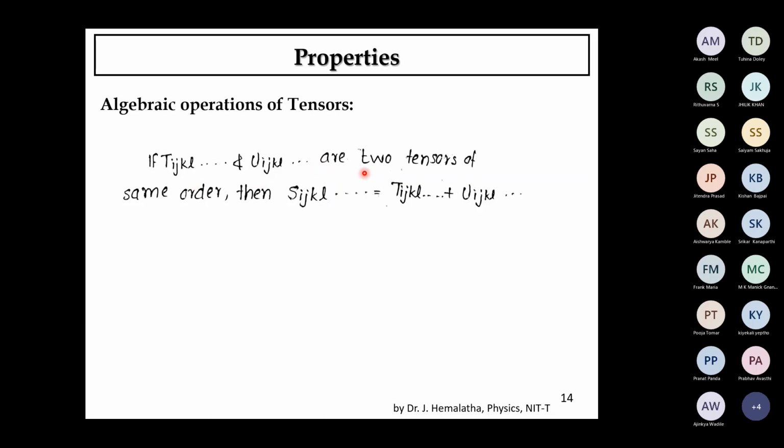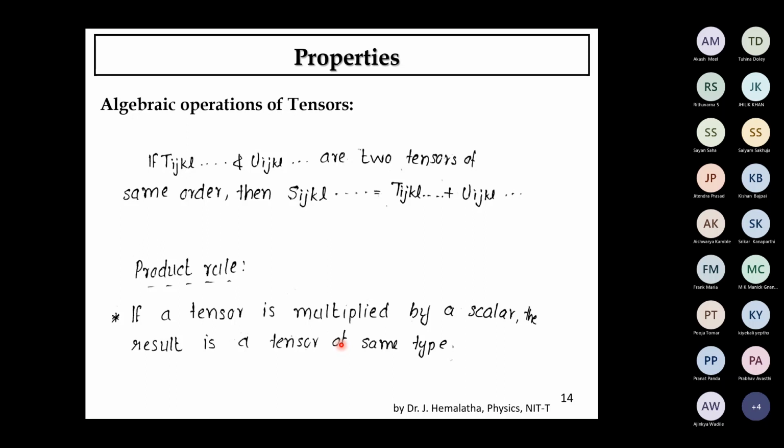If these two are tensors of the same order, then you can add them. If you get two tensors of same order, you can add them, and you will get another tensor of the same order. That means if you add two tensors of order 2, then you will get another new tensor with the same order 2. So algebraic operations, addition is possible with tensors. Subtraction is also possible with tensors.